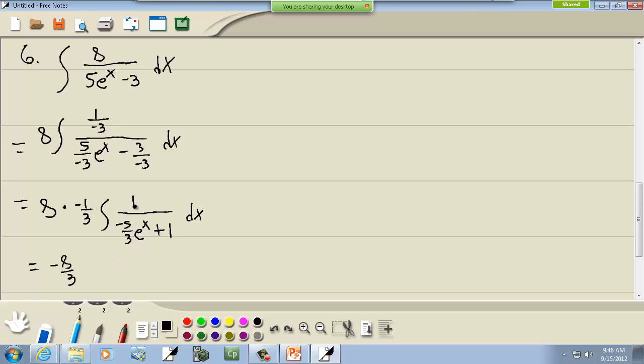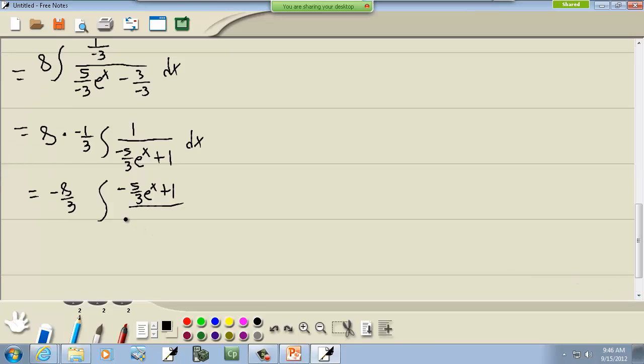Now we got a 1 here and 1 here. I'm going to put a -5/3 e to the x up on top. So I got -5/3 e to the x up on top, and we already have a +1 up there. And -5/3 e to the x +1. Now notice my top matches my bottom now.